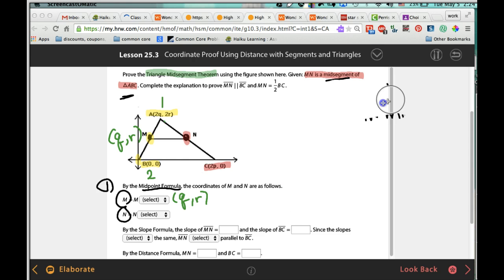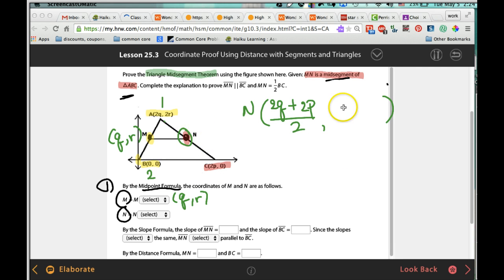So now let's move on. I want to find the coordinates for N over here. We have to use the same formula. The x in group number 1 is 2q plus the x in group number 2 is 2p, and you have to divide that by 2, because it's right smack in the middle.